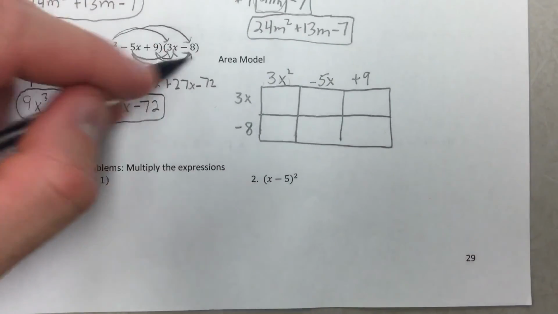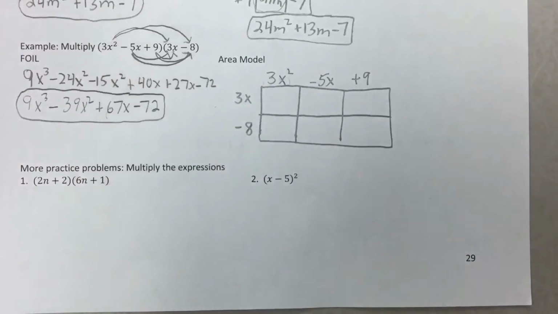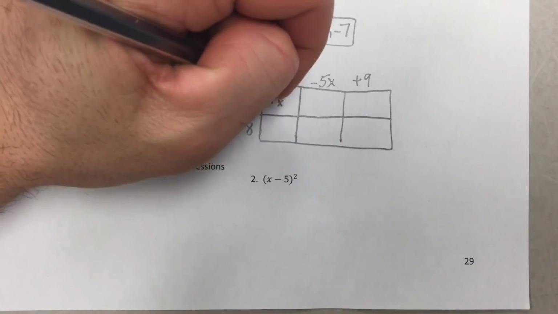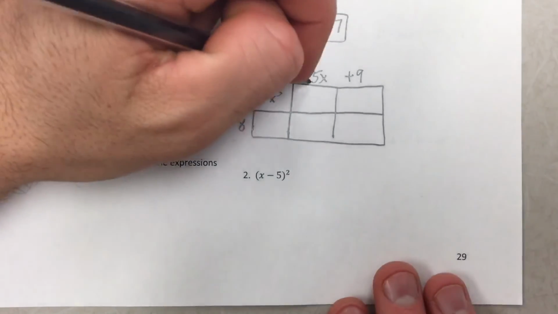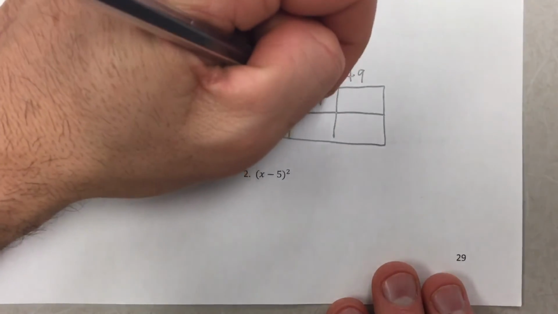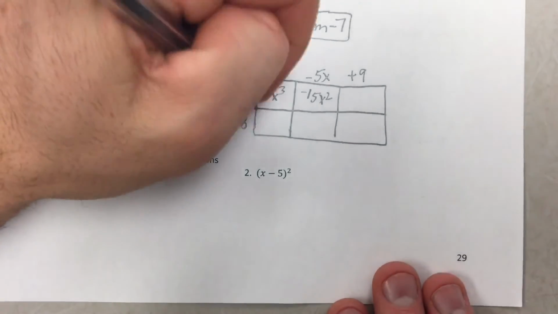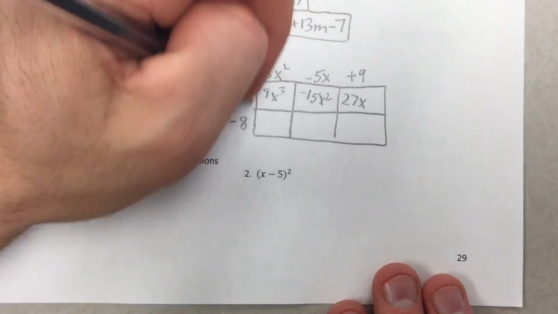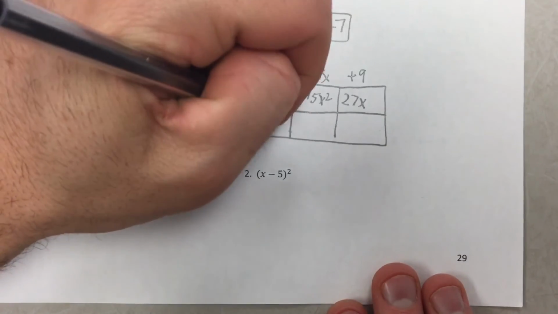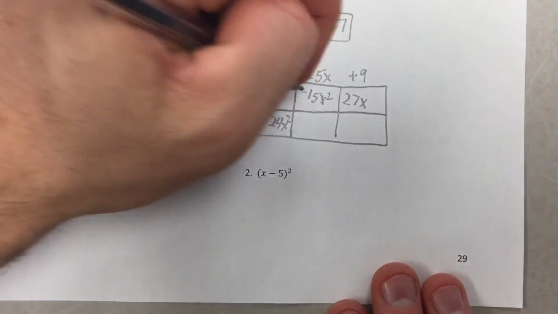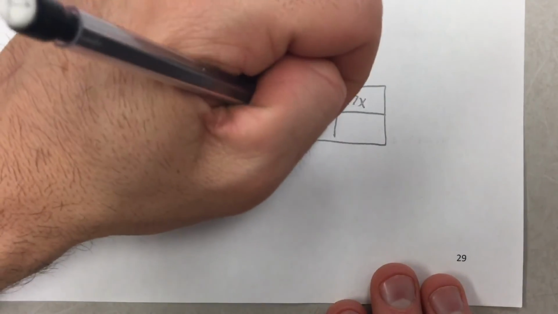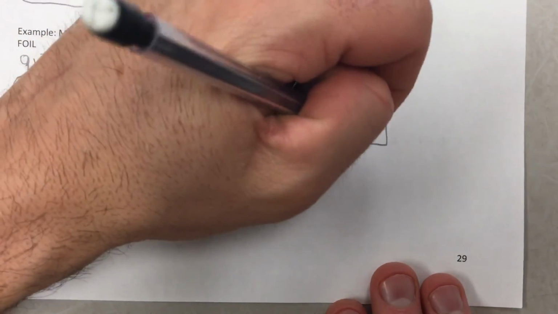If this was a trinomial, then guess what? I would just have three rows. So now I'm finding the area. So 9x to the third. 3x times negative 5x, negative 15x squared. 3x times 9, 27x. 3x squared times negative 8, negative 24x squared. Negative 8 times negative 5x, positive 40x. And negative 8 times 9 is negative 72.